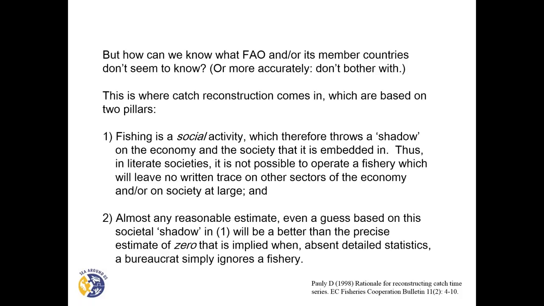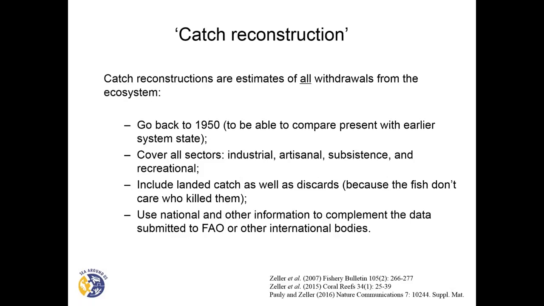The second point is that if you don't know something that has a positive product, for example, fish catches, zero is not a good estimate of it. And absent detailed statistics, putting a zero as estimate, or not available, which is then turned into a zero, is always wrong. And it's better to give even a rough estimation than a zero. So basically, catch reconstructions are built around that.